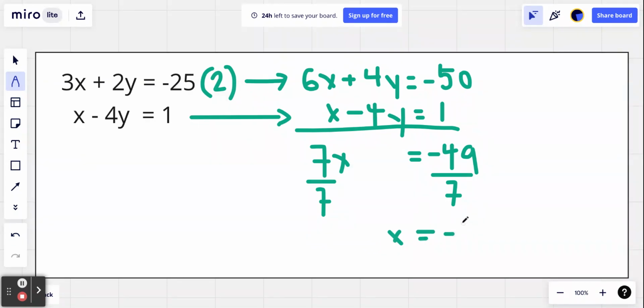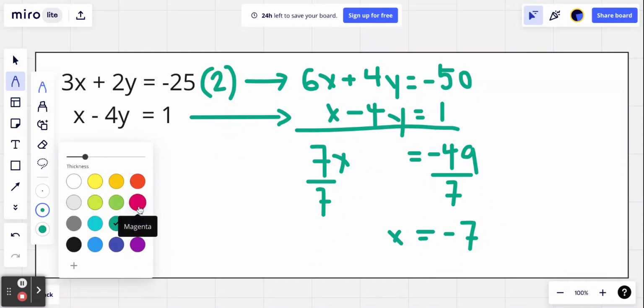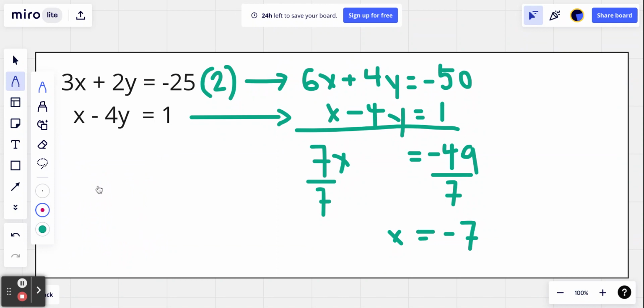Now I need to put that negative 7 back into either of these equations in order to solve for y. I'm going to put it back into this second one here, simply because it looks simpler for me. So again, you don't have to. You could have chosen the first one, but I'm going to do the second one.